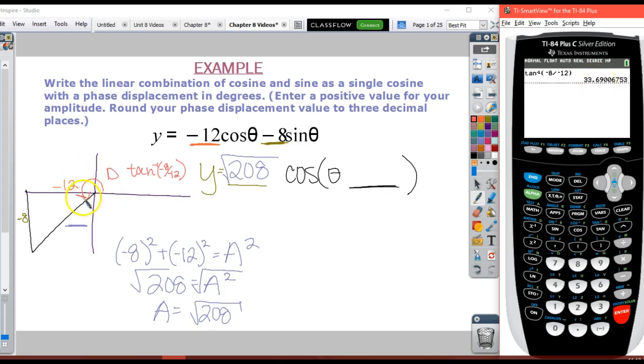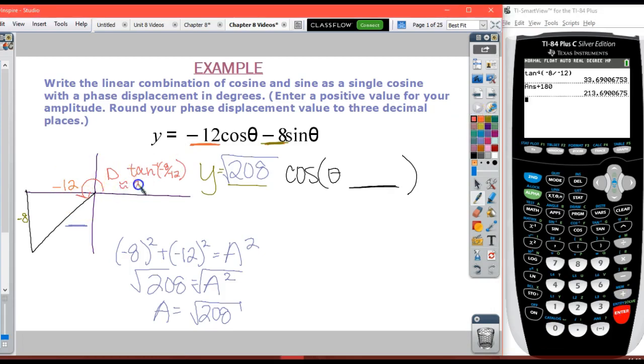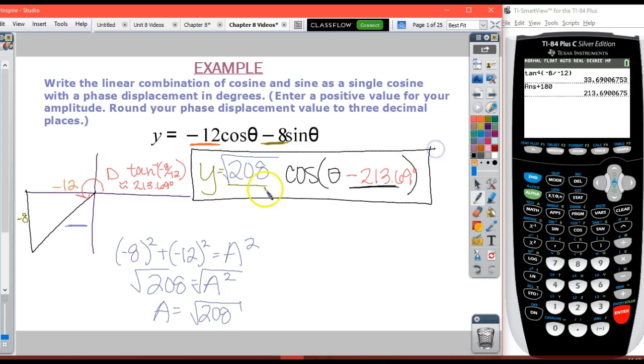Well, clearly this angle right here is not 33 degrees. That's giving me the angle, the reference angle in the first quadrant. So to find the angle down in the third, I need to add 180 to this answer. And so I will get the angle 213.69 degrees. And that gives me the phase displacement. So again, this is a positive angle. So remember, in the equation, it's the opposite, so we subtract. So my final equation, y equals the square root of 208 times the cosine of theta minus 213.69.